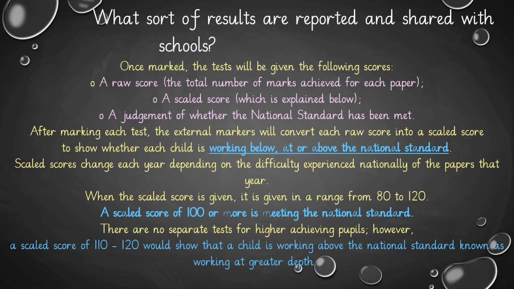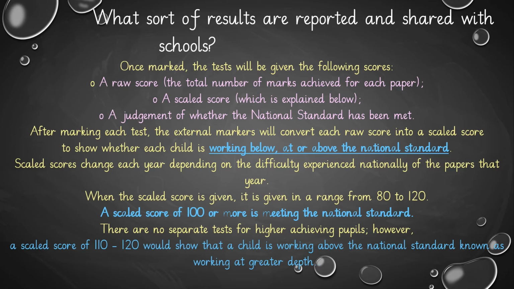A key consideration is what sorts of results are reported and then shared with schools. Once the SATs tests are marked, they will be given the following scores. Firstly, a raw score, which is the total number of marks achieved for each paper. Secondly, a scaled score. This is explained below. And lastly, a judgment of whether the national standard has been met. After marking each test, the external markers will convert each raw score into a scaled score to show whether each child is working below, at, or above the national standard.